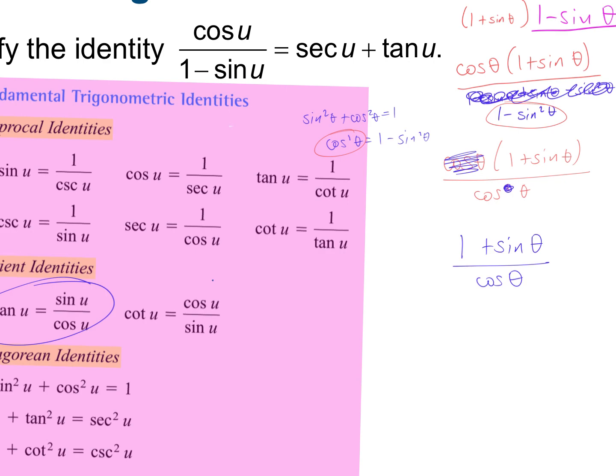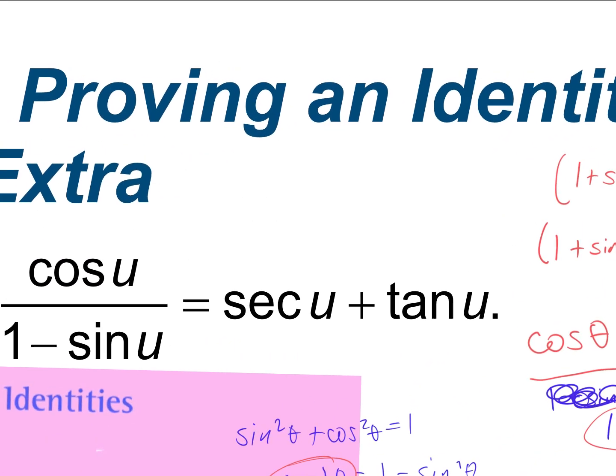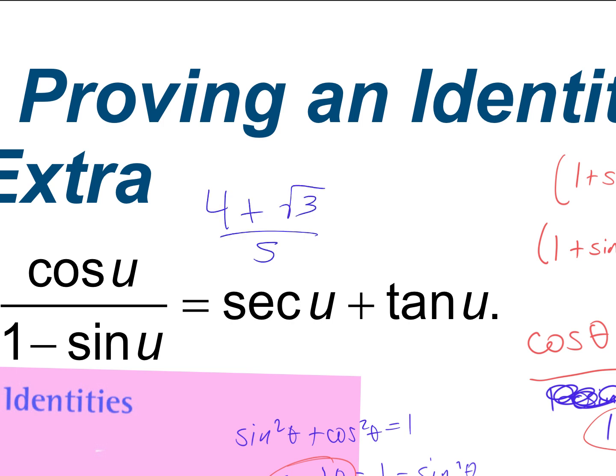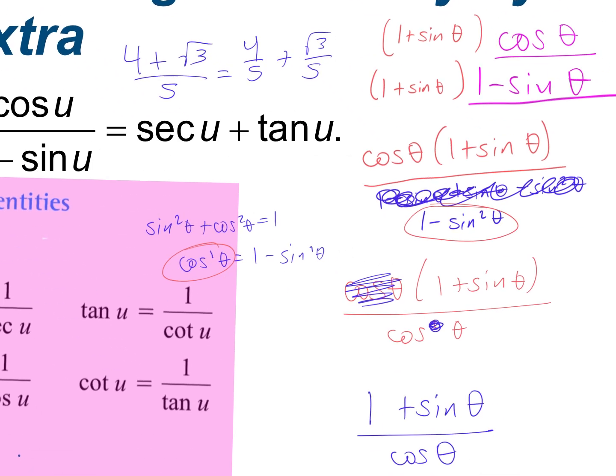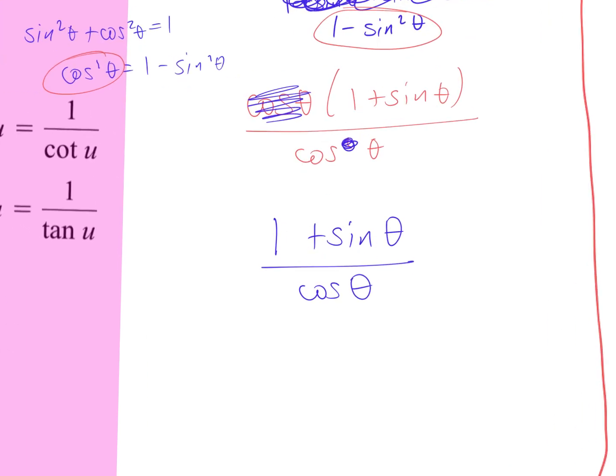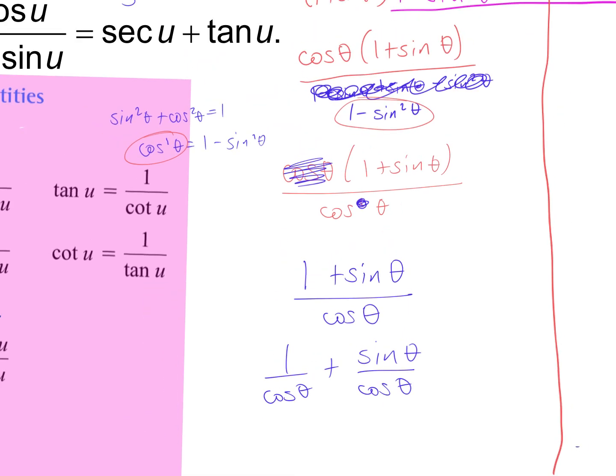All right, let's think about this for a second. I'm going to go back to algebra again, okay? Say I have this: 4 plus the square root of 3 over 5. What's another way I could write that? 4 over 5 plus the square root of 3 over 5, right? Everybody okay with that? So can I split this up? What's another way I could write this if I could split it up? 1 over cosine plus what? Sine over cosine. How come I could split this up here, but I couldn't from the very beginning?